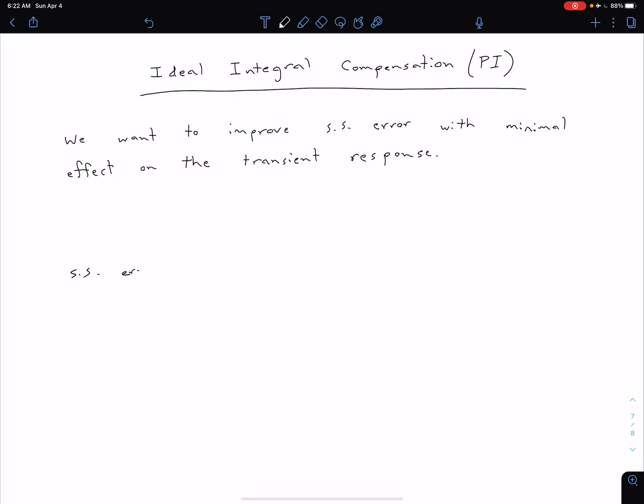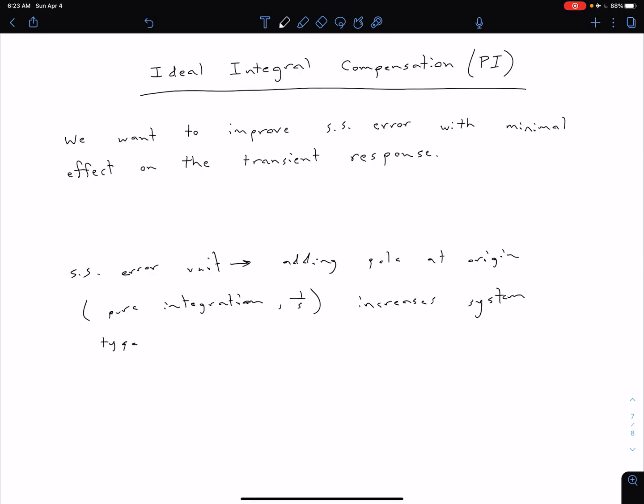So from our steady state error unit, which is chapter 7 in the textbook, we know that if we add a pole at the origin, that's going to increase our system type. So adding a pole at the origin, which we had also referred to as a pure integration, and this was 1 over S in our block diagram and in our algebra. And again, what that does is increase our system type. And so what that does ultimately is reduce the steady state error for a given input.